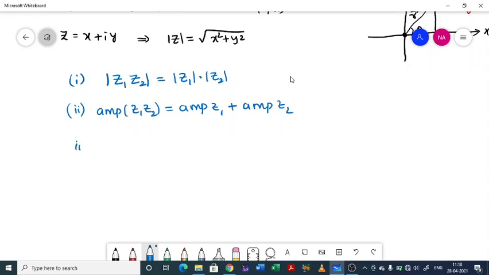And third important point, modulus of quotient of two complex numbers. Modulus of z1 by z2 is equal to modulus of z1 divided by modulus of z2, unless modulus of z2 is equal to 0, or in a simpler form you can write z2 is not equal to 0.